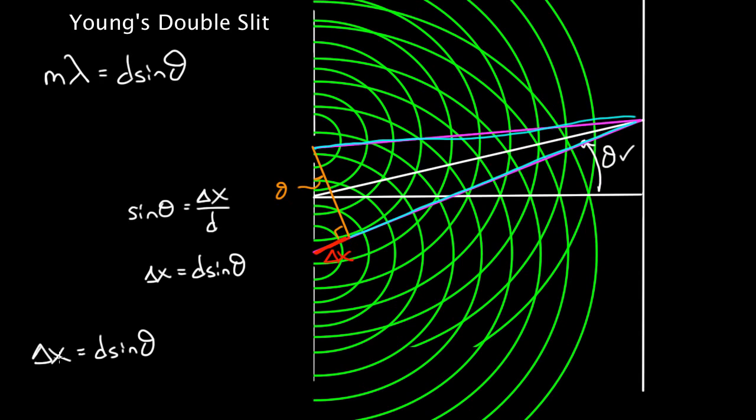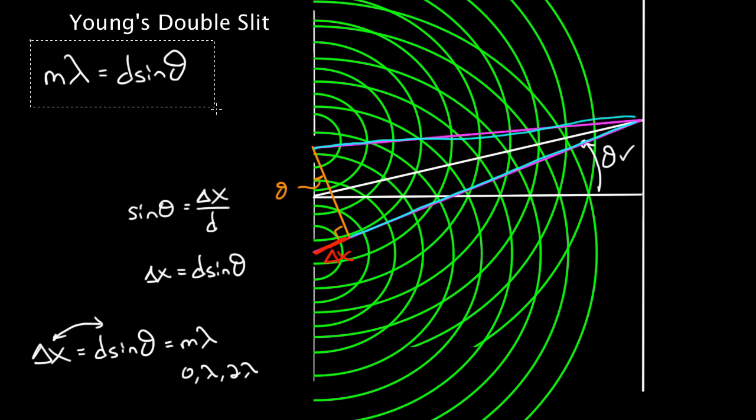And why? Well, remember, delta x for constructive points was integers times wavelength. So 0, 1 wavelength, 2 wavelength, and so on. And so in order to get constructive points, d sine theta, which is the path length difference, has to equal 0, lambda, 2 lambda, and this is the double slit formula. It looks like this. What does it give you?